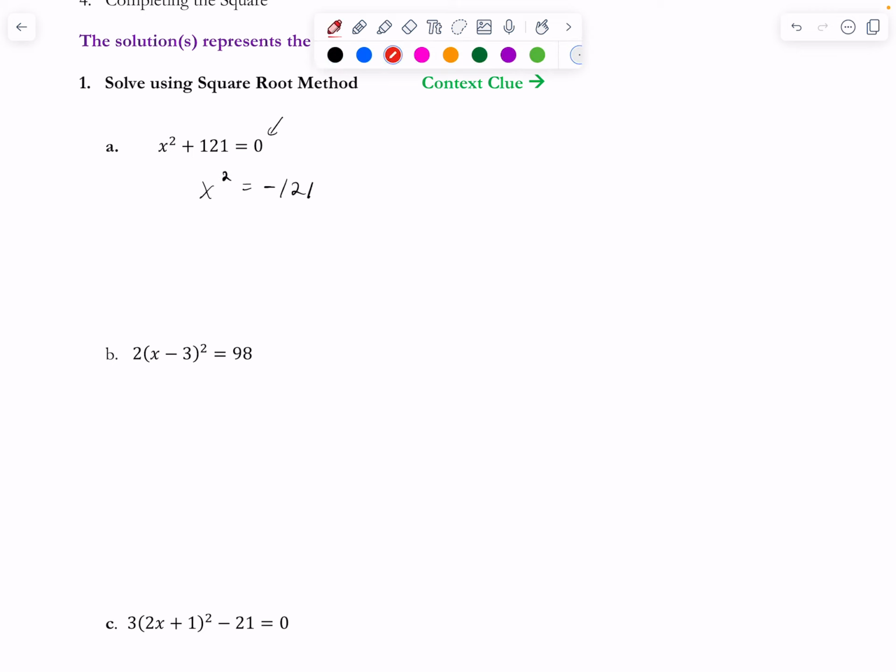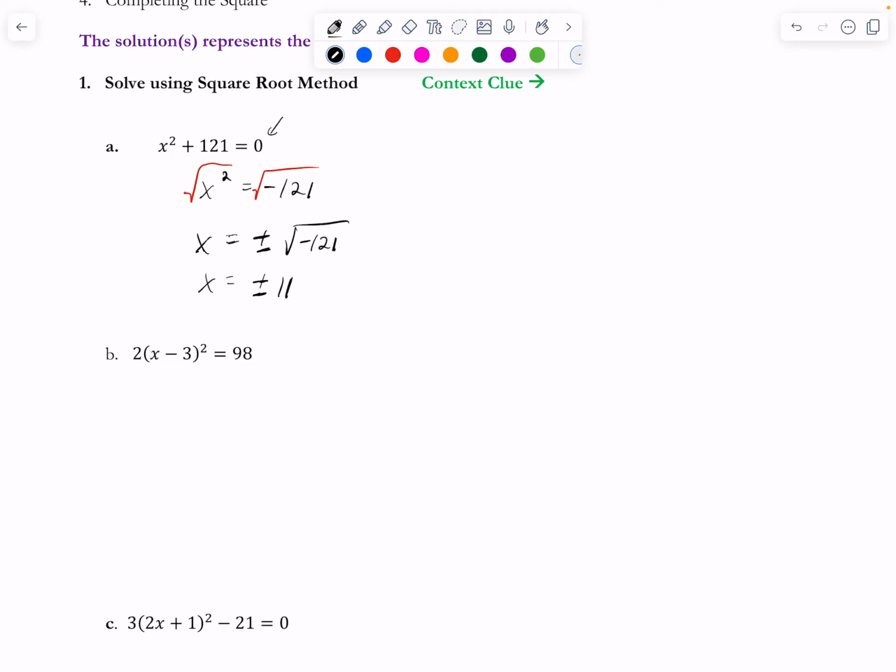Now, I'm going to take the square root of this x squared, because the square root of x squared is going to be x. I'm trying to get x by itself. I also have to take the square root of that negative 121. So I have x equals plus or minus the square root of negative 121. Now, I think we do know the square root of 121, right? That's going to be 11.